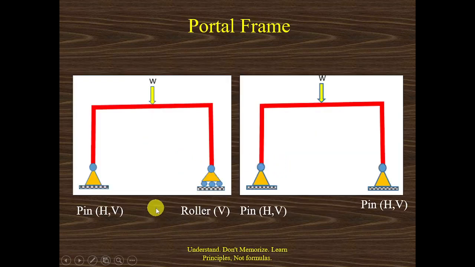To understand the concept easily, I am going to discuss two different support conditions for the same portal frame. In one, one end is pinned. Pinned means it can take the vertical reaction as well as the horizontal reaction, and the other support is a roller support, which can take only the vertical reaction. If load is applied in the horizontal direction, it is free to move and will not give any restraint.